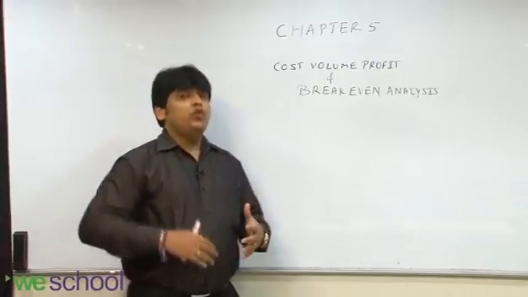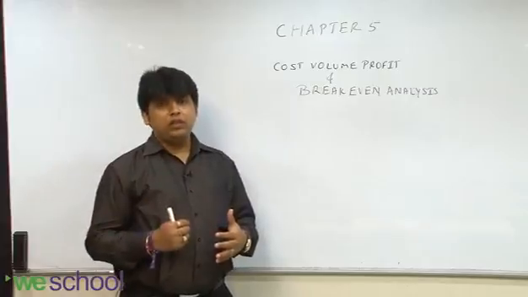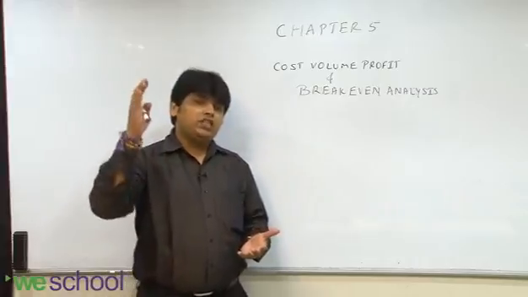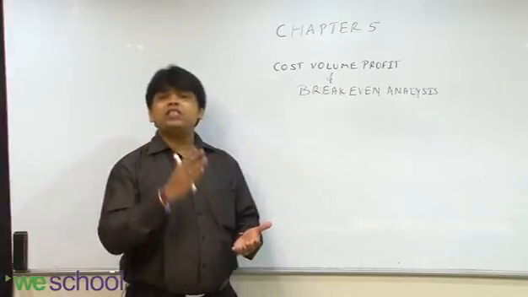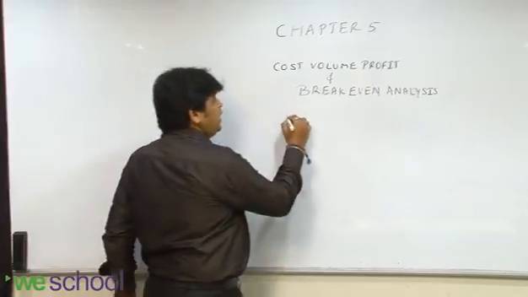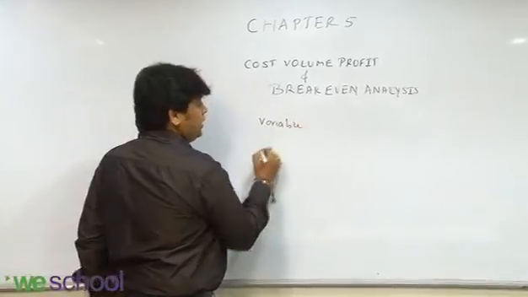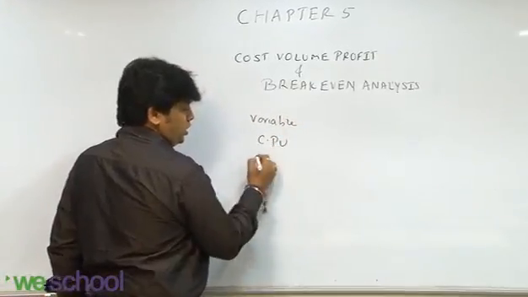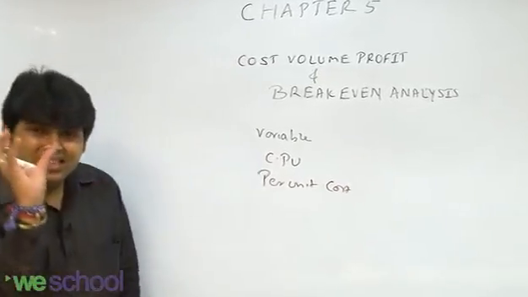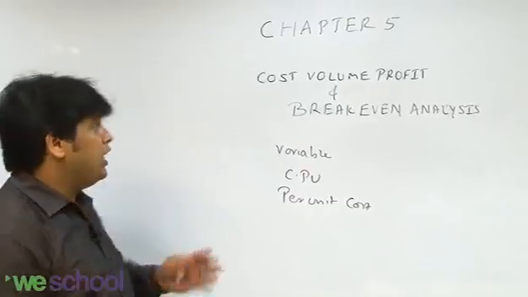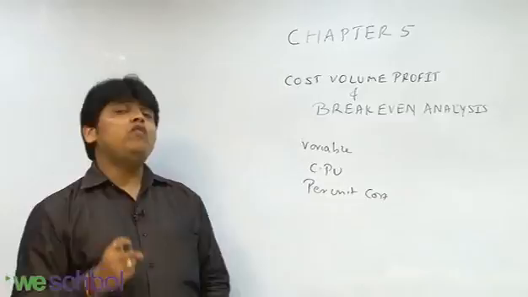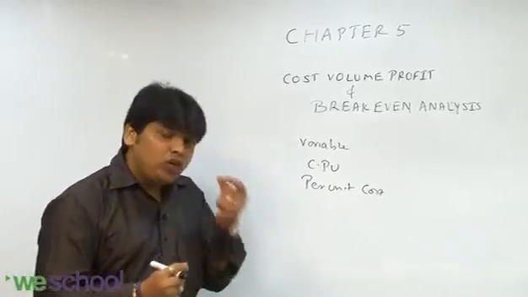The expenses which vary with the production. If the production is high, expenses will be high. If the production is less, expenses will be less. Such expenses are called variable expense. The specialty of variable expense is what? The CPU, the per unit cost, will remain the same. When I say variable expenses vary with the production, the specialty is that the per unit cost will remain the same.